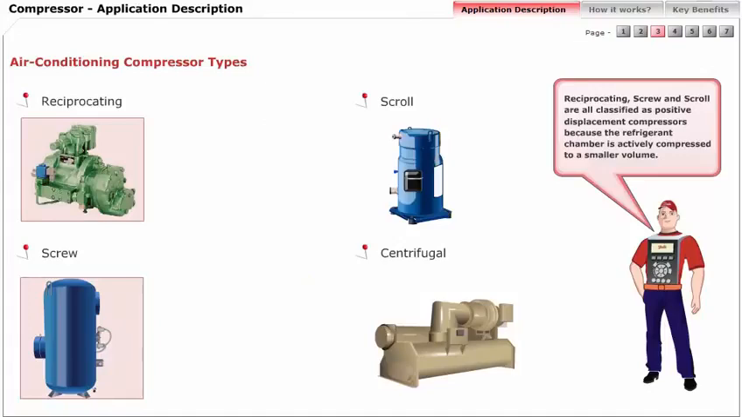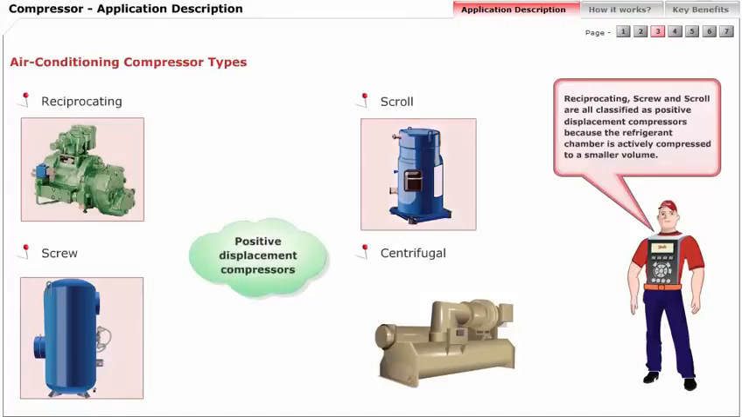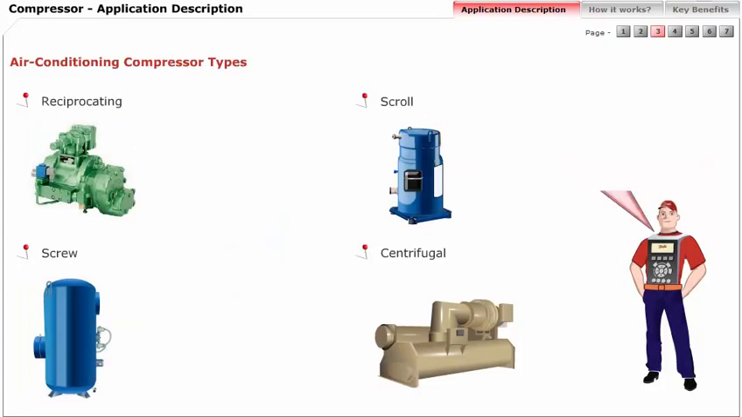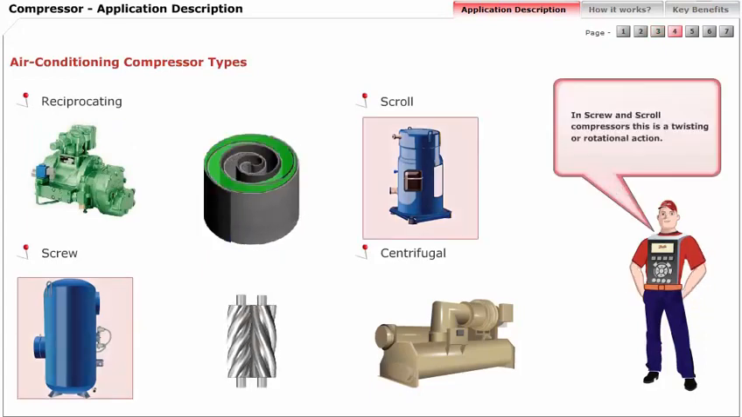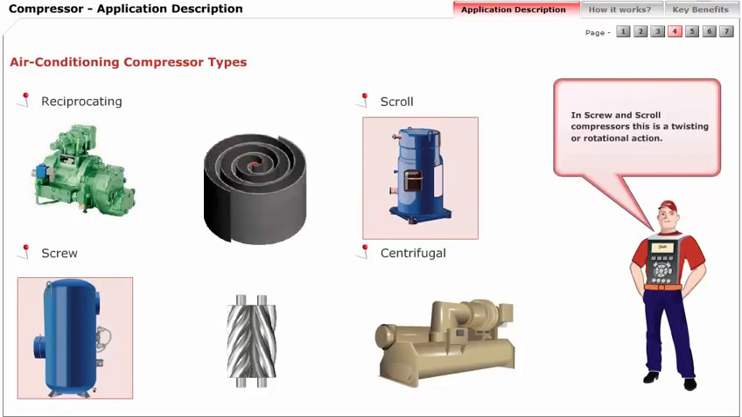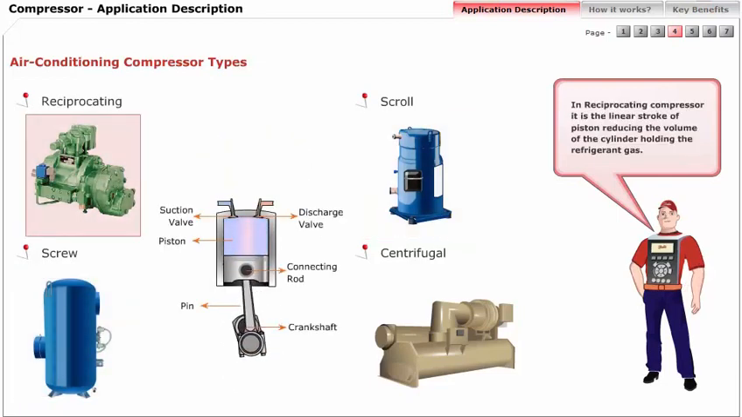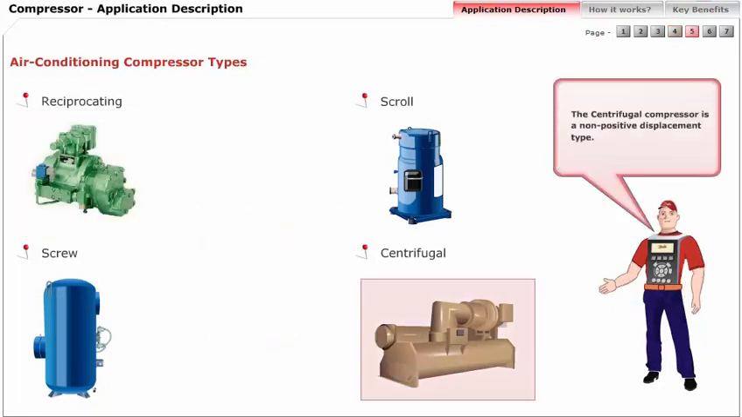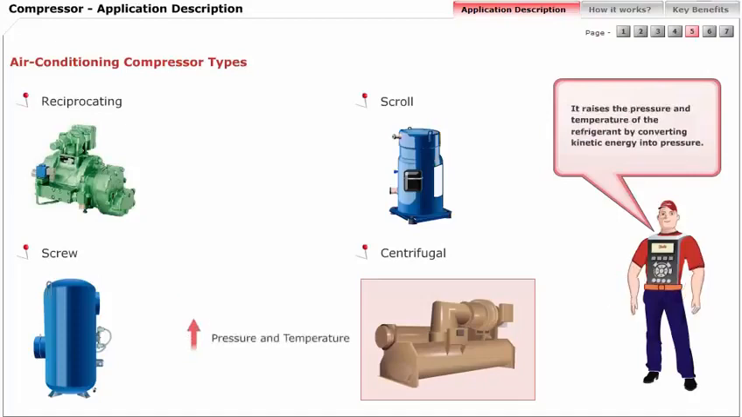Reciprocating, screw, and scroll are all classified as positive displacement compressors because the refrigerant chamber is actively compressed to a smaller volume. In screw and scroll compressors, this is a twisting or rotational action. In reciprocating compressors, it is the linear stroke of a piston reducing the volume of the cylinder holding the refrigerant gas. The centrifugal compressor is a non-positive displacement type. It raises the pressure and temperature of the refrigerant by converting kinetic energy into pressure.